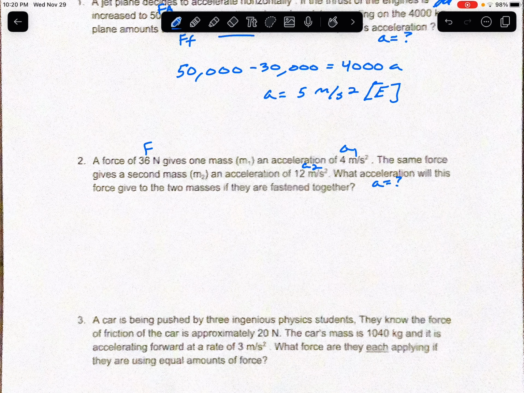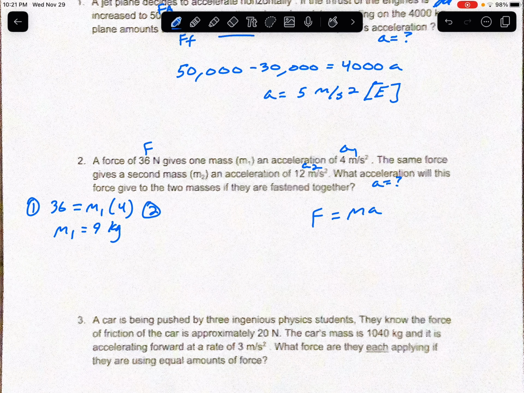In order to figure that out, our whole goal is to do F equals MA because we're looking for A. We have force, but we don't know what those masses are. So we're going to find the masses of each one, in steps. Remember, F equals MA. Our force is 36 newtons equals mass 1, which we don't know, times our acceleration of 4. Divide both sides by 4, and you get a mass 1 of 9 kilograms.